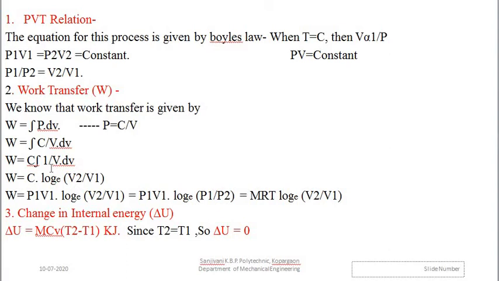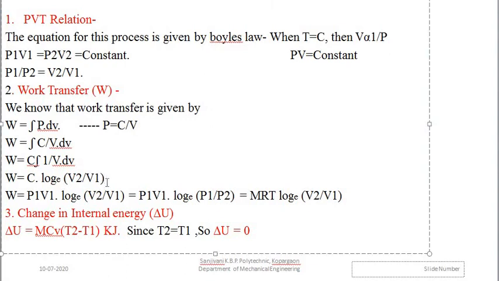Volume is changing from V1 to V2. Therefore, we will get the equation as C into log to the base e of V2 minus log to the base e of V1, by putting the limits. So log to the base e of V2 minus log to the base e of V1. That is simplified in the next step, and we get W is equal to C into log to the base e of V2 upon V1. So this is the equation we are getting.